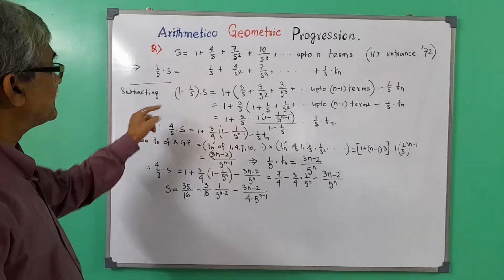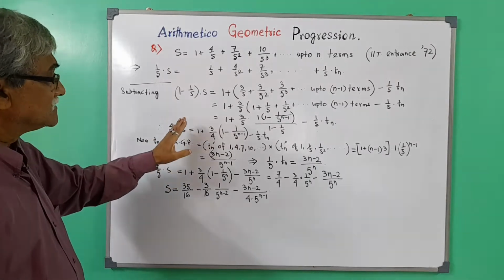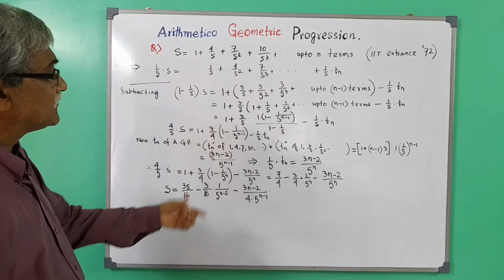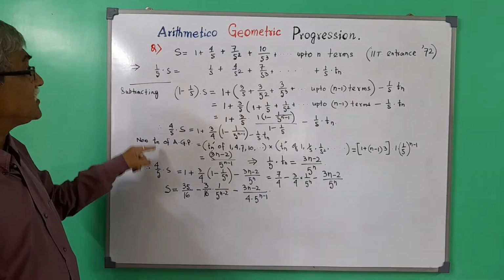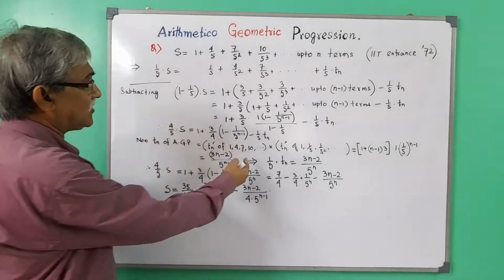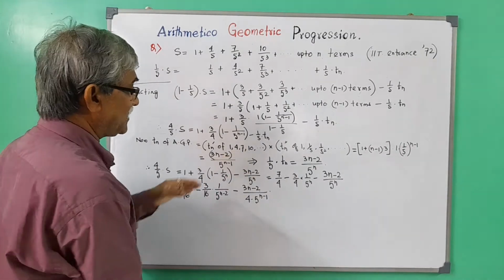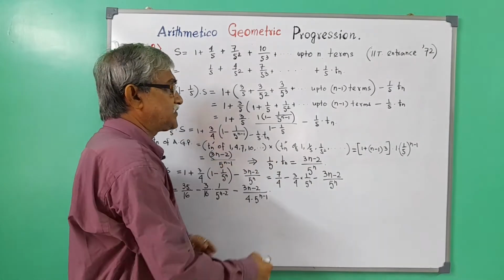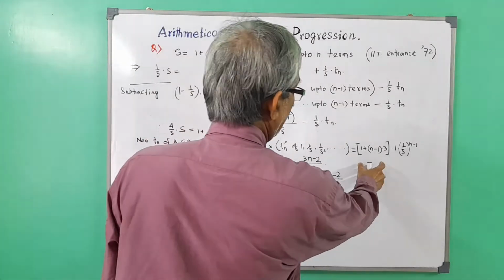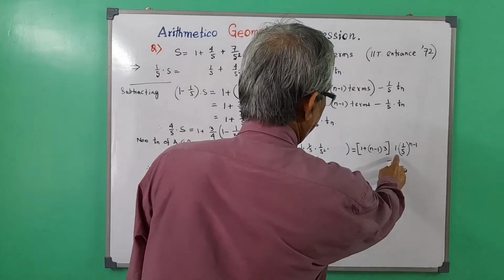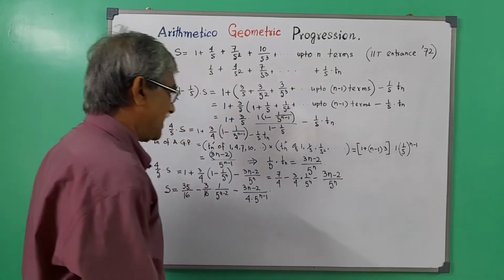Okay, and here comes 4 by 5 into S is equal to 1 plus 3 by 4 into this thing minus 1 by 5 into Tn. Now, Tn of the AGP will be Tn of the AP 1, 4, 7, 10, and the Tn of the GP 1 by 5, 1 by 5 square and so on. So this is so simple.